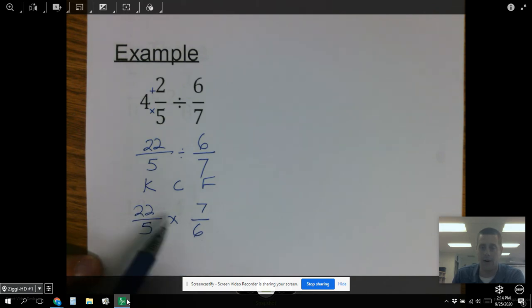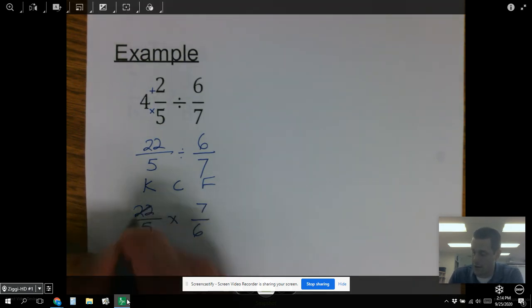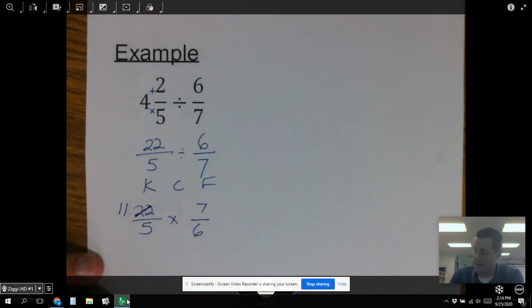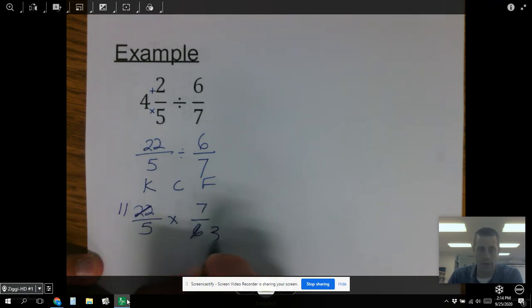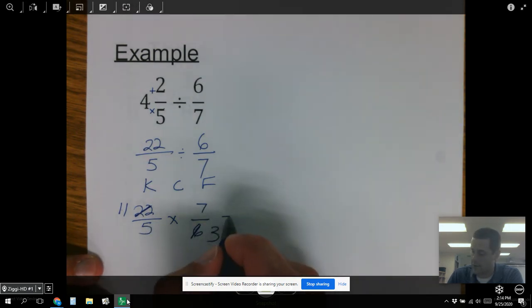22 and 6 are both even values, meaning we can divide them by 2. 22 divided by 2 is 11, and 6 divided by 2 is 3. Diagonally here, 5 and 7, no common factors, so we cannot reduce those values at all.